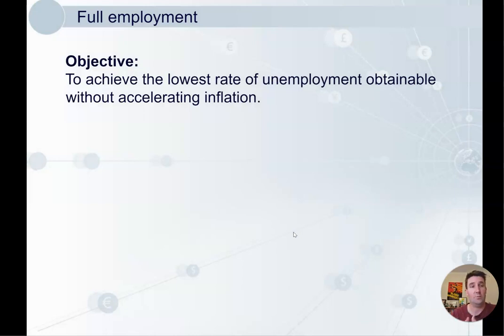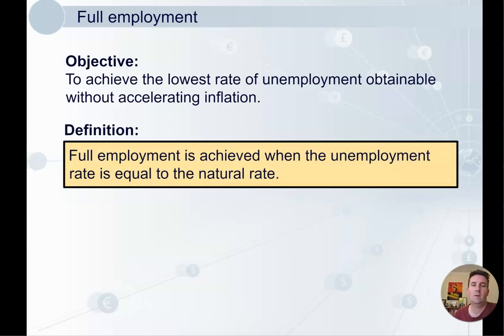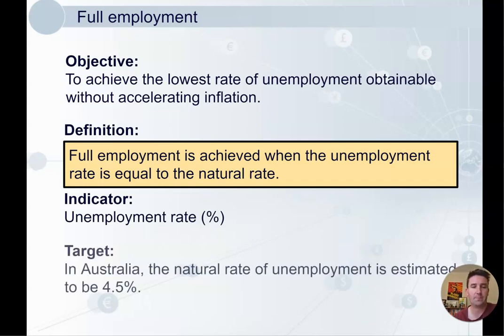Okay, back to our objective. So we want the lowest rate of unemployment obtainable without accelerating inflation, because a really low unemployment rate is going to increase inflation. So full employment is achieved when the unemployment rate is equal to the natural rate. Now, again, we don't know what the natural rate is, so we will look at that. Indicator is the unemployment rate. We've worked out what that means, how to calculate it. And we do have a target. So in Australia, what we call the natural rate of unemployment is estimated to be 4.5%.